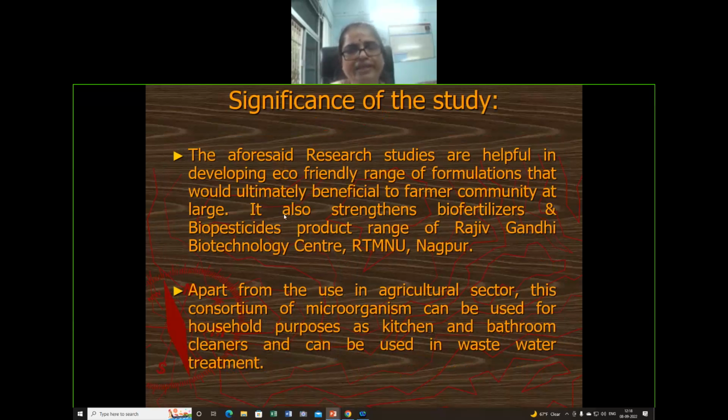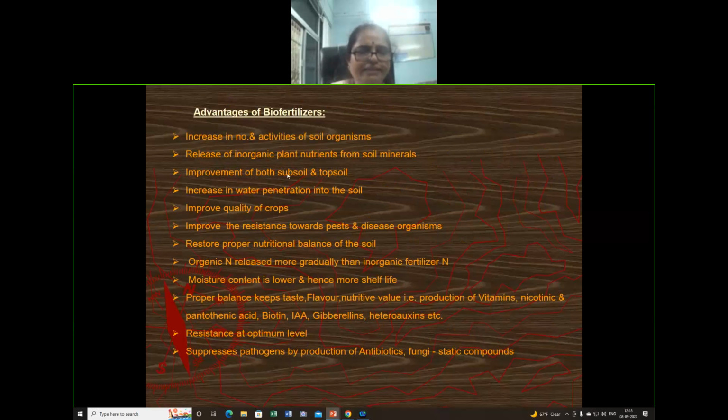The significance of this study should be that it should be helpful for eco-friendly range of formulations. Ultimately, it should be beneficial to the farmers. And apart from the agriculture sector, it has a variety of stakeholders at their disposal. So I have already emphasized for 1.5 hours that these are some of the advantages. You have to add on to the advantages of biofertilizers.